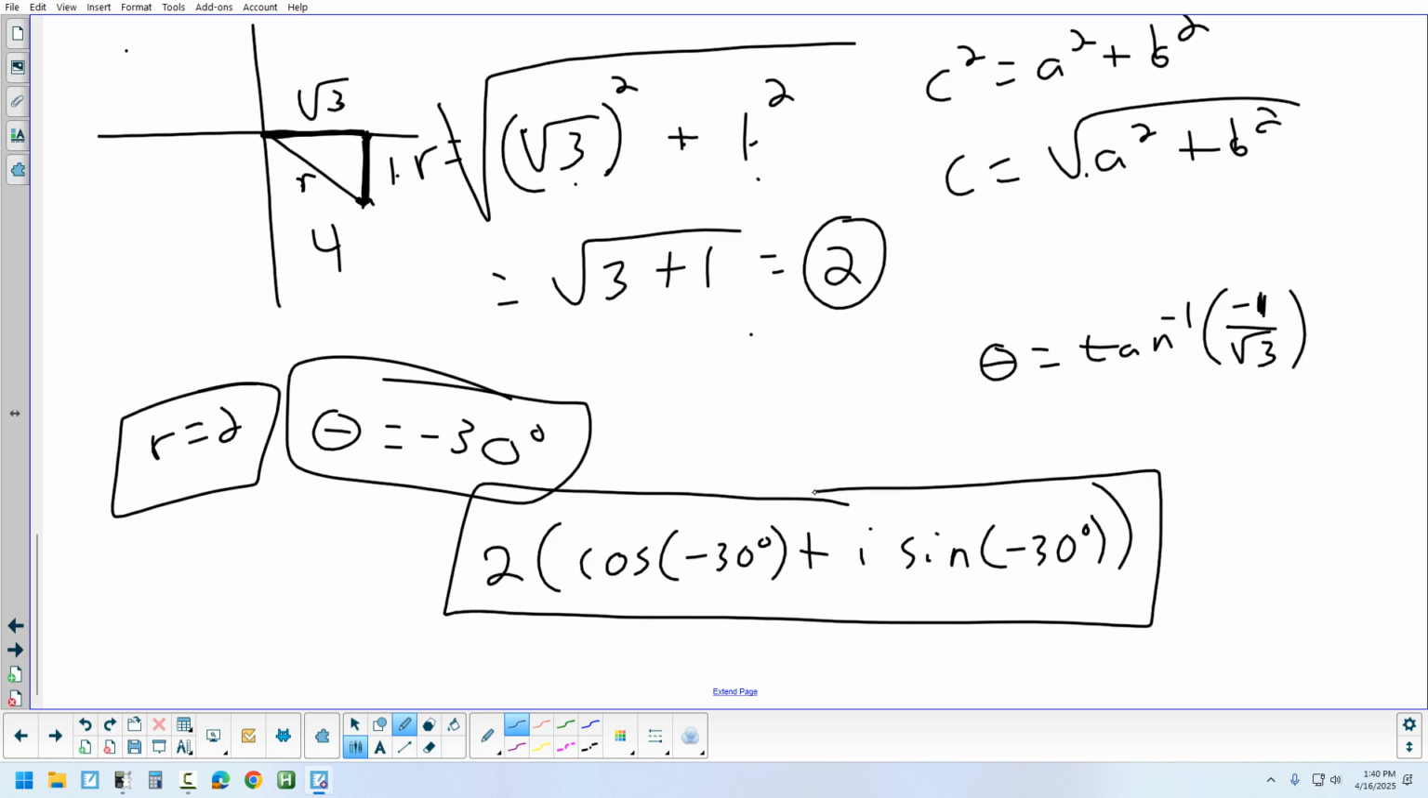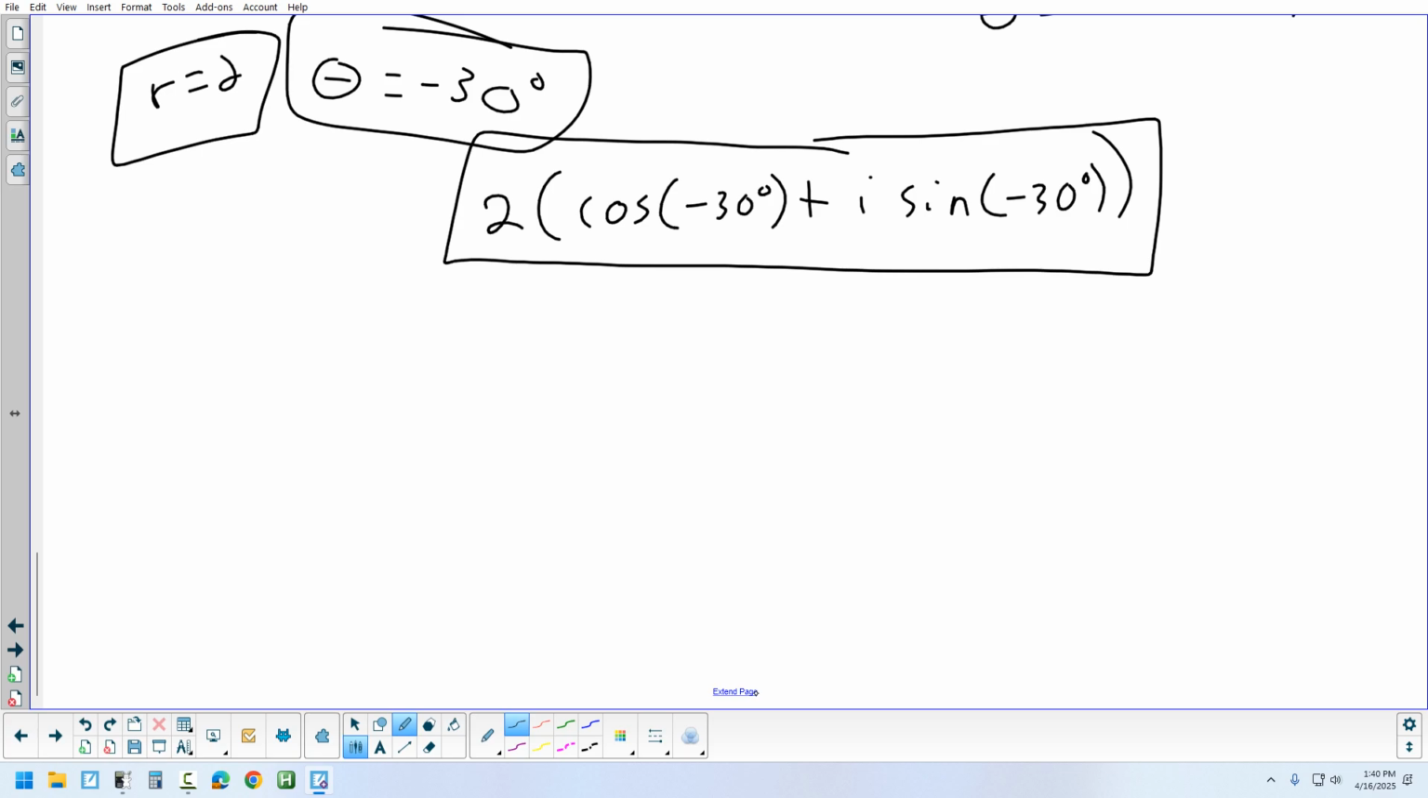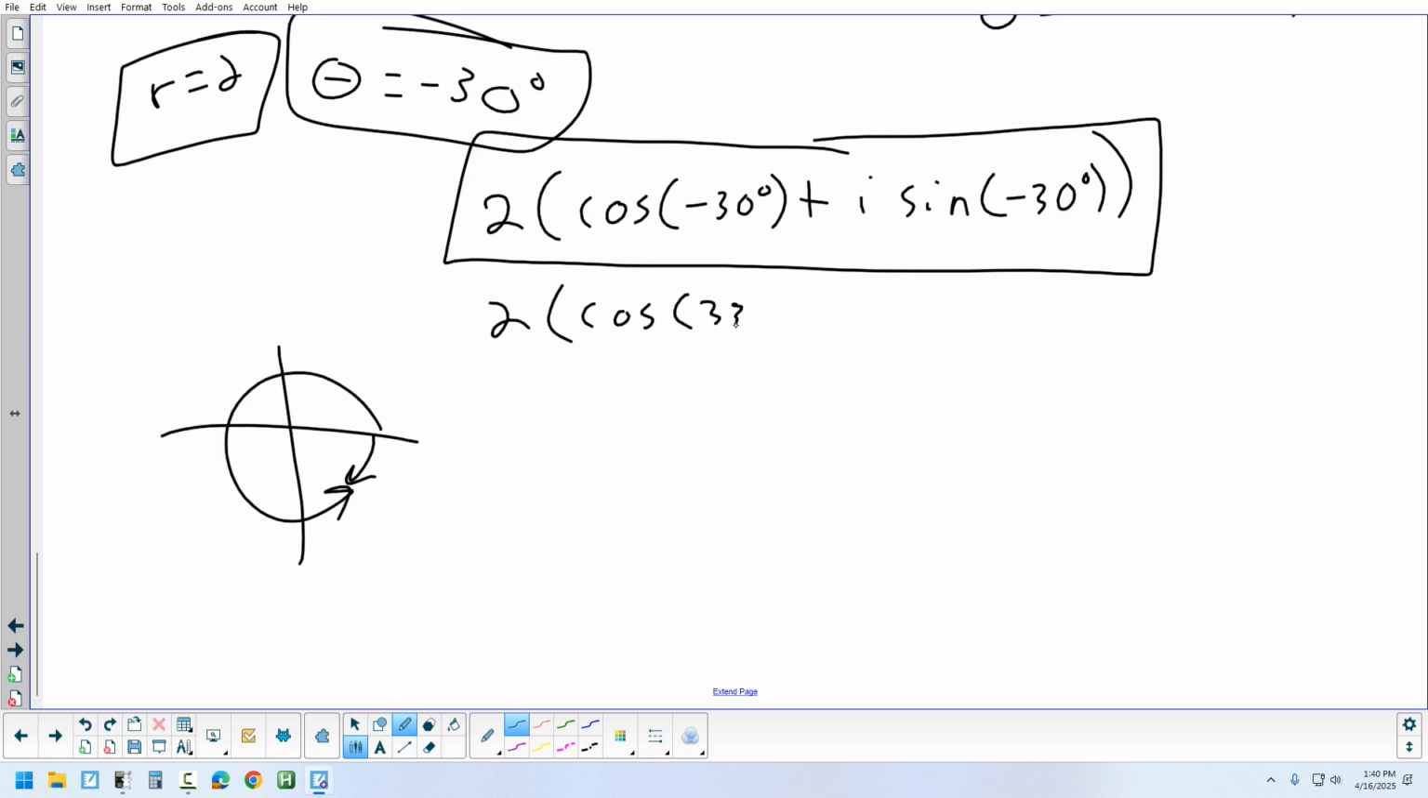If they didn't want it with a negative angle, we can get rid of that the same way we do with real numbers. What can you add to that? You could add 360. So instead of negative 30, that's the same as going how much the other way? 330. This is the exact same answer.